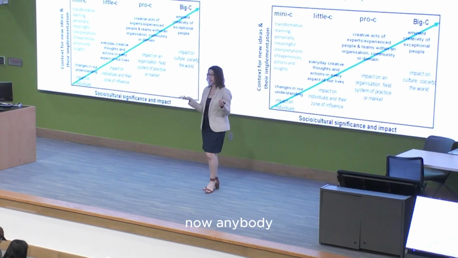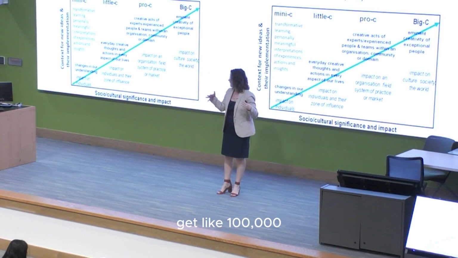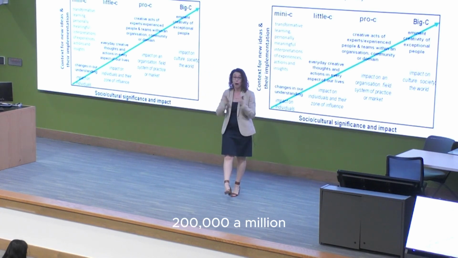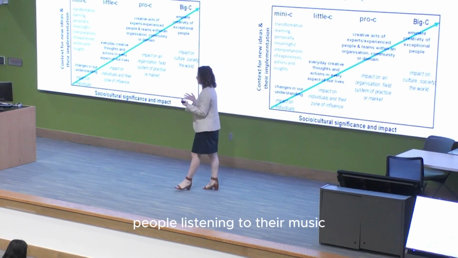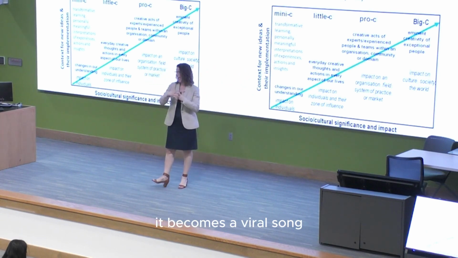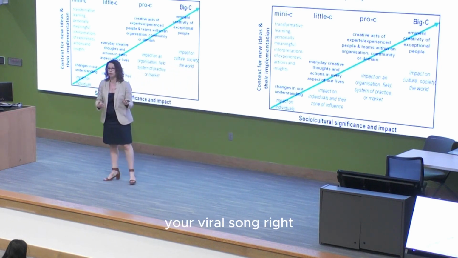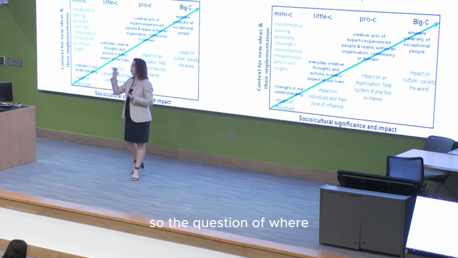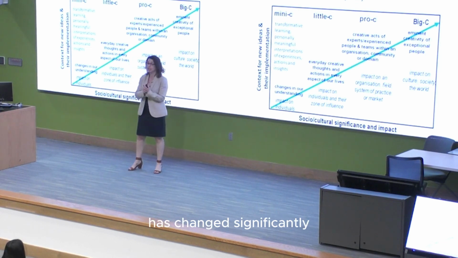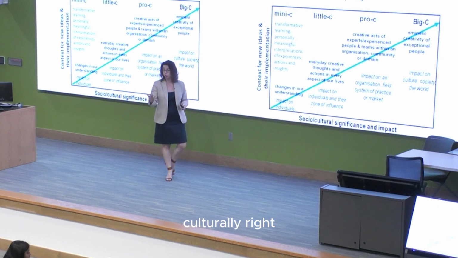Now, anybody can create some music and put it up on SoundCloud, and you can get like 100,000, 200,000, a million people listening to their music, right? Or you can put it up on TikTok and all of a sudden it becomes a viral song and 700 million people can view the videos that use your viral song, right? So the question of where the gatekeepers are has changed significantly over time and is different culturally, right?